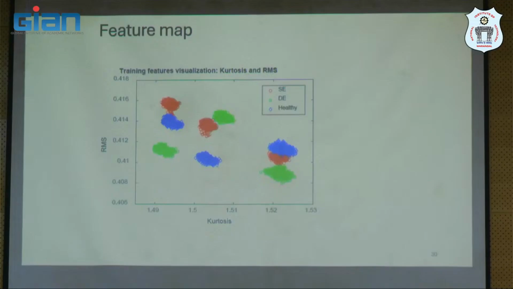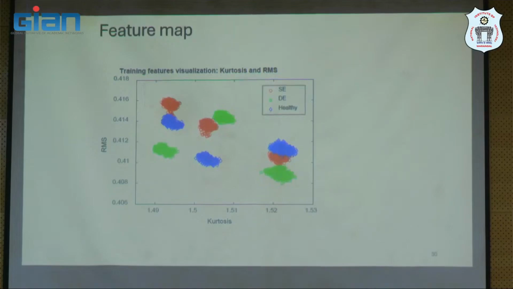So once this is done, this is my training data set. I have just represented my training data set visually. X-axis is kurtosis, y-axis is RMS. So it's just a feature space. You can switch them anyway, it doesn't really matter.